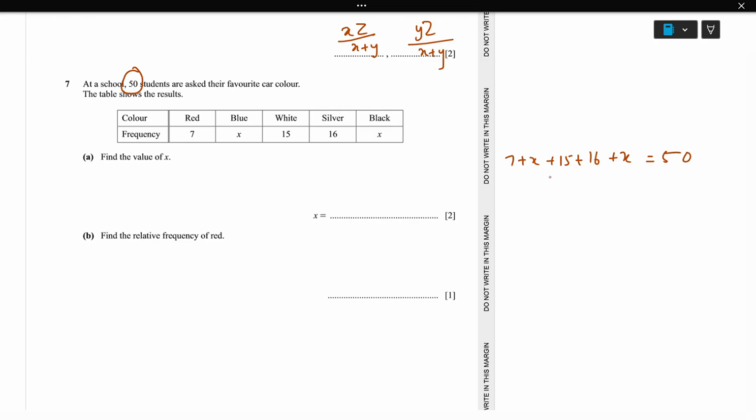So 7 plus 15 is 22, plus 16 is 38. 38 plus 2x equal to 50. 2x equal to 50 minus 38. 2x equal to 12, so x equal to 6. So first we found the answer x is 6. Find the relative frequency of red. Red is 7. So 7 over the total, which is 50, so 7 out of 50.